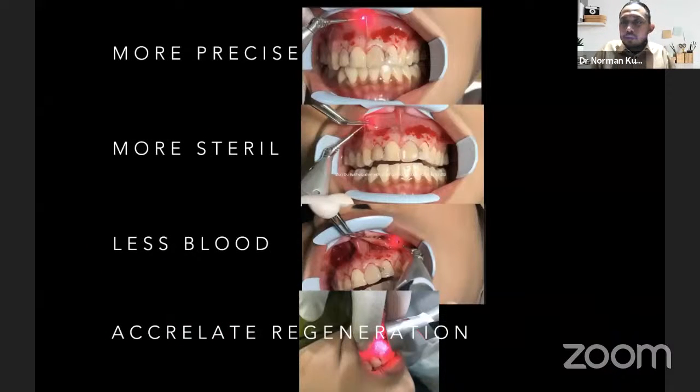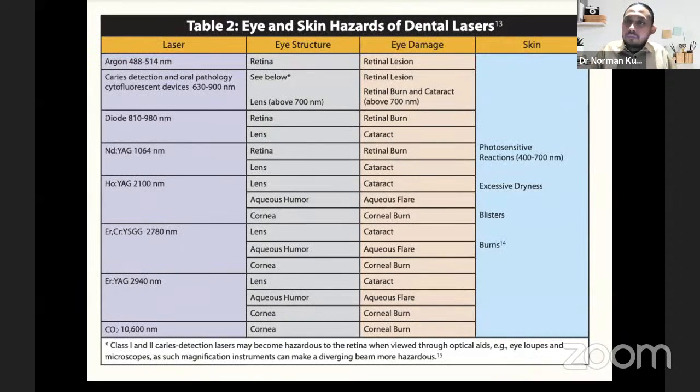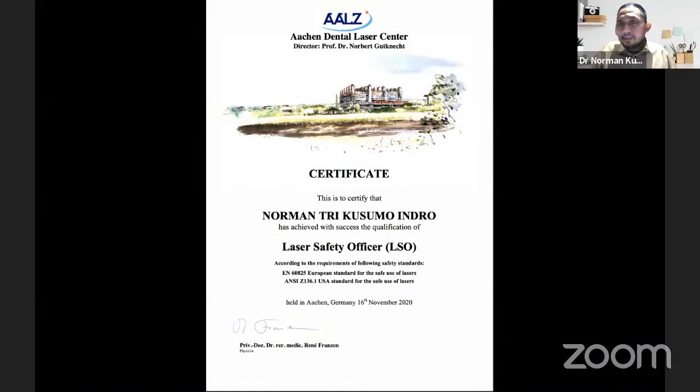So the conclusion is that doing it with laser is more precise and more sterile compared with the other conventional treatment, and with less blood, as mentioned by Dr. Elizabeth before, and we do accelerate the regeneration process. That is a physical interaction of radiation, laser biophysics, that maybe none of the conventional therapy has.